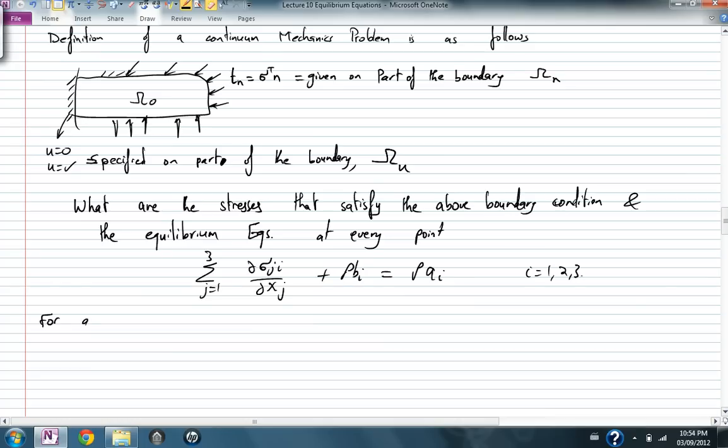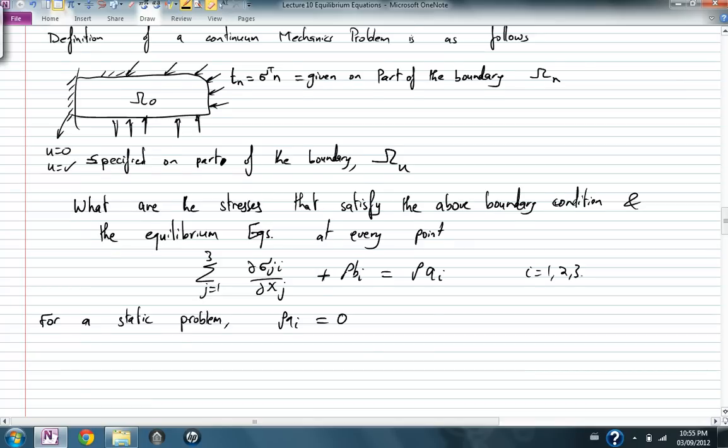For a static problem, rho ai is equal to 0, and the equation of equilibrium boils down to finding the stresses that satisfy partial sigma ji by partial xj plus rho bi equal to 0. Now, solving these differential equations is not an easy task, and in most cases we require finite element analysis to be able to solve them. So we require a numerical method to solve those differential equations of equilibrium.